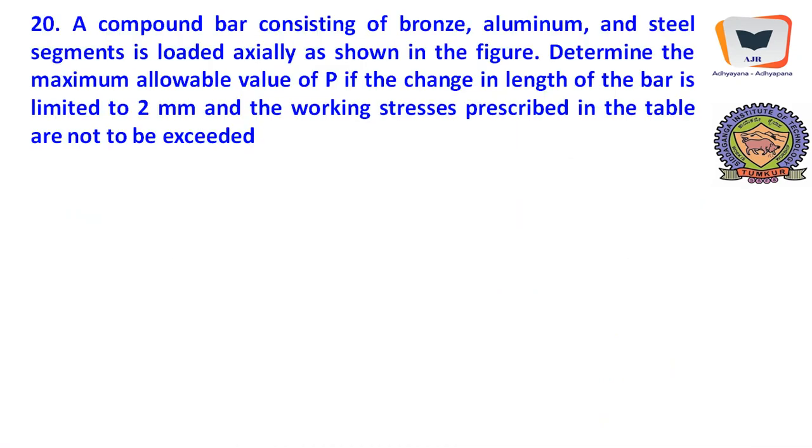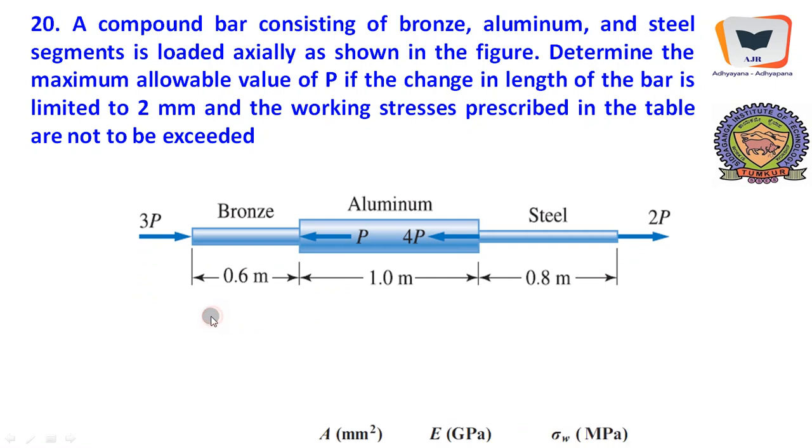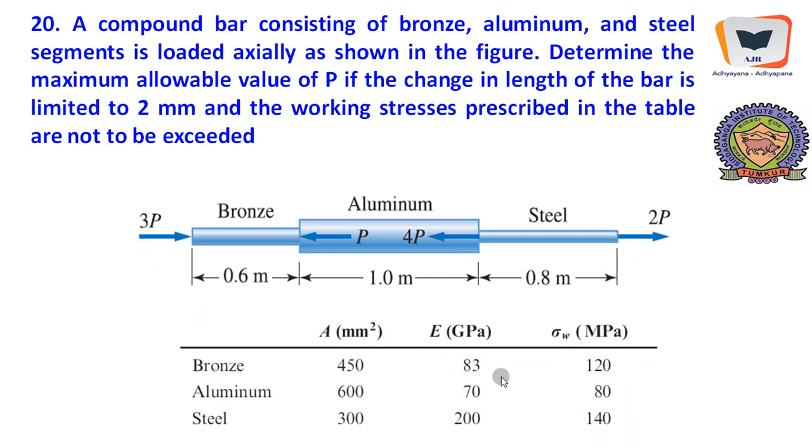A compound bar, once again this is an example of the previous example, also an example of the principle of superposition. A compound bar consisting of bronze, aluminum and steel, it is something like this, and the stress levels are given, area of cross section is given, elastic modulus of different materials are given, and working stress level is also given. And let us see the question. Determine the maximum allowable value of P if the change in length of the bar is limited to 2 mm and the working stresses prescribed in the table are not exceeded.